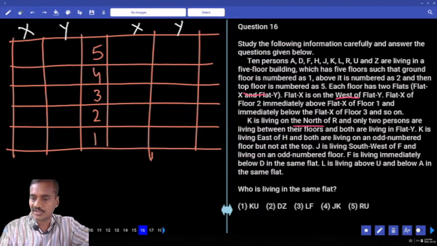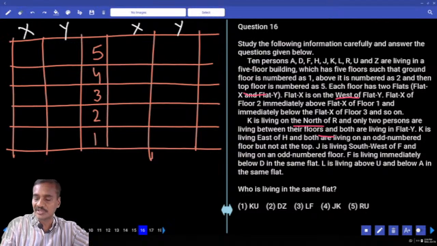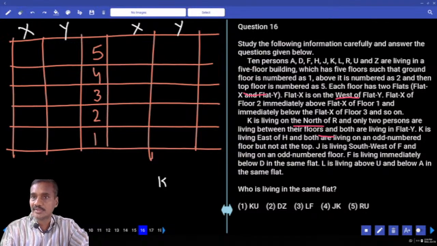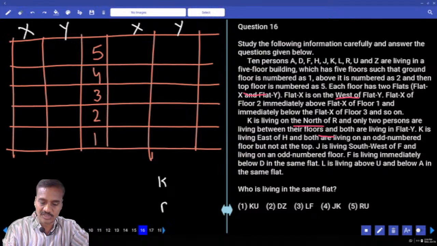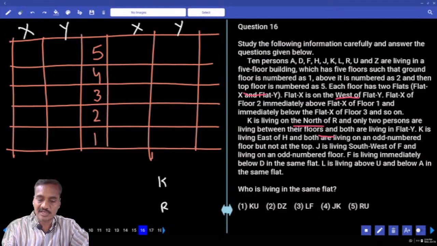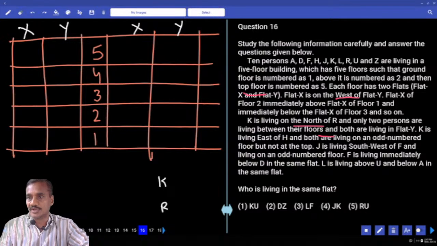Then K is living on the north of R, and only 2 persons are living between their floors, and both are living in flat Y. Now K is to the north of R. As K is to the north of R, K is here, both the persons in flat Y. How many persons in between? 2 persons. That means K and R must be in which? And between K and R, tell me how many floors we should have.